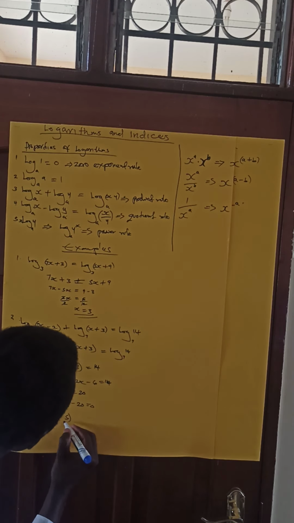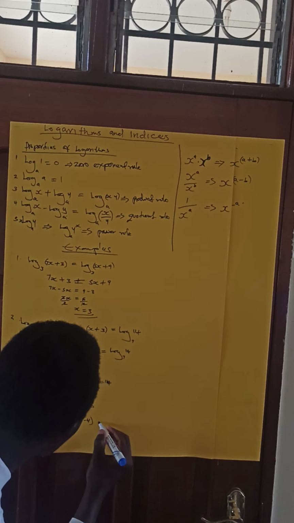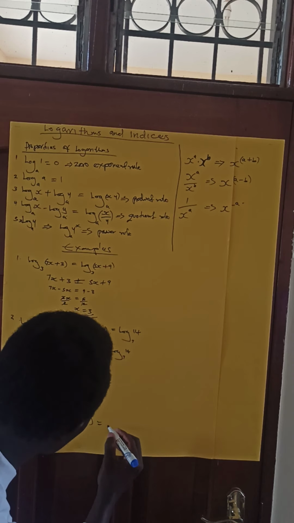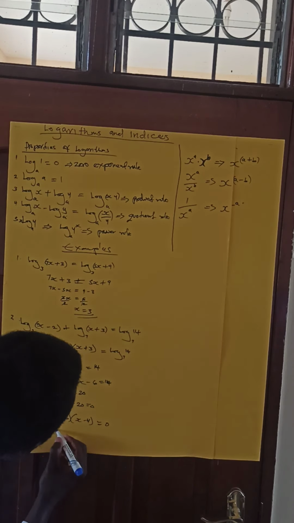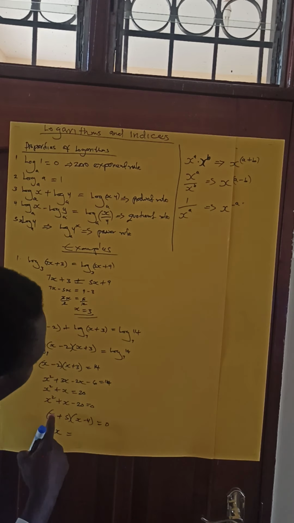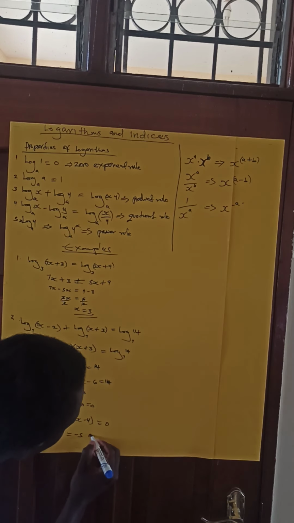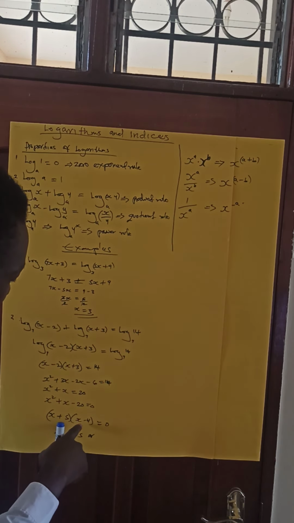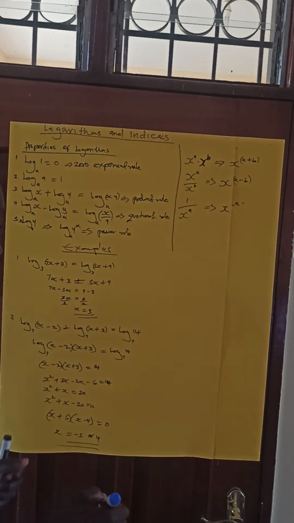So x plus 5, x minus 4 is equal to 0. At this point, you can see the values of x will be, when this 5 crosses the equal sign, it will be negative 5, or when 4 crosses to the other side, it will be positive 4, of x.